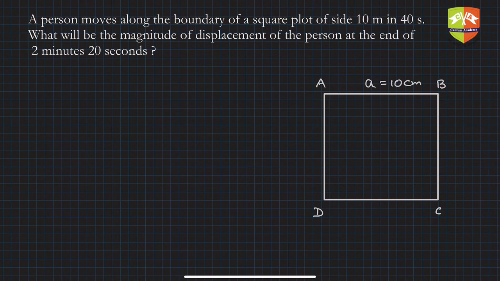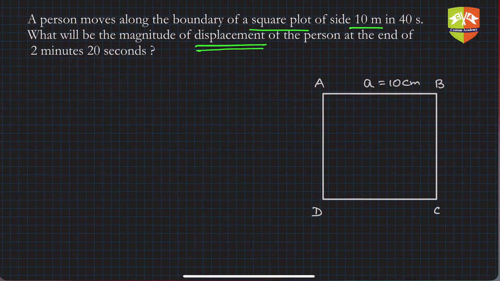The topic we have taken is motion, and the question says that a person moves along the boundary of a square plot of side 10 meters in 40 seconds. What will be the magnitude of displacement of the person at the end of 2 minutes 20 seconds?